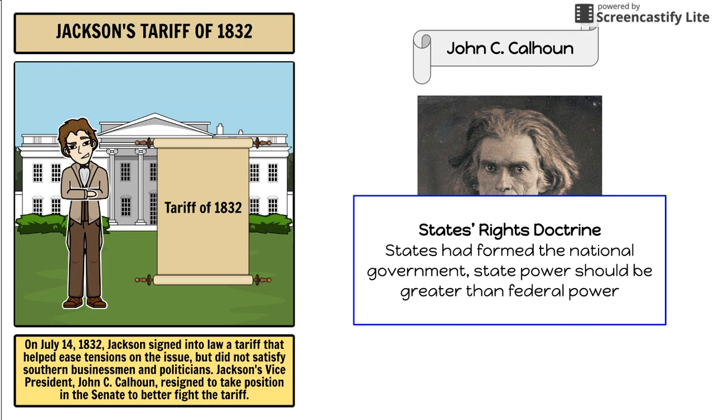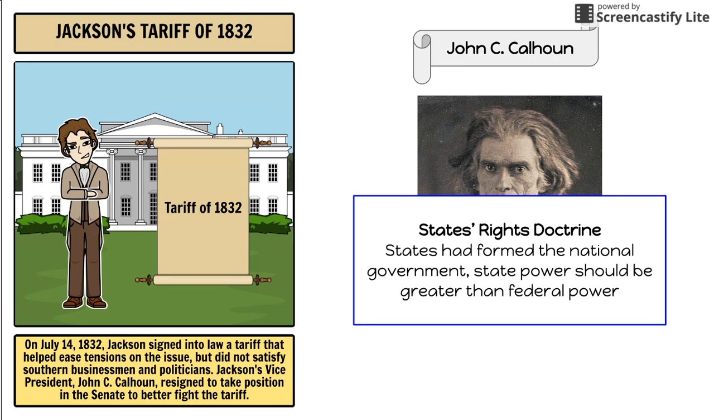So John C. Calhoun, right, old scary eyes over here, remember, he was Andrew Jackson's vice president. He was also from South Carolina. Now, he felt very strongly against this tariff, and when he realized that Jackson was not going to do anything about this tariff, he actually resigned from being vice president, and that's how Martin Van Buren became the new vice president of Jackson.